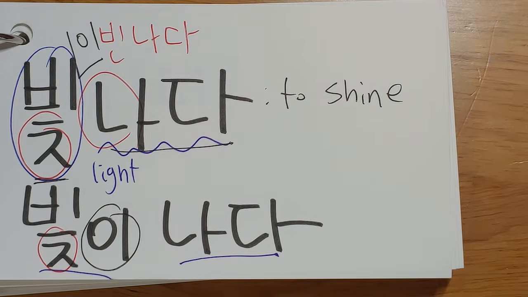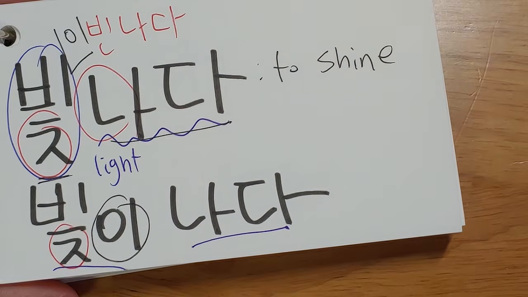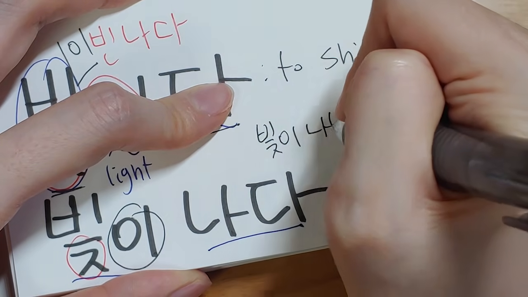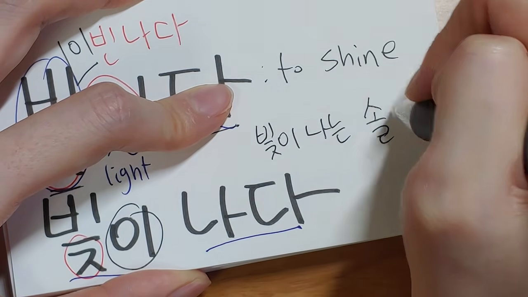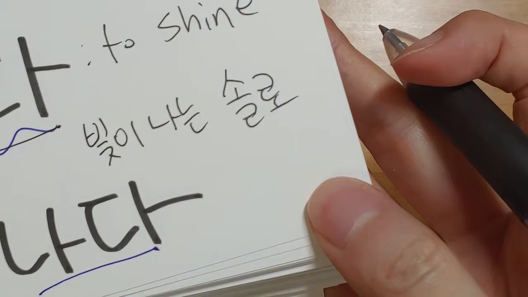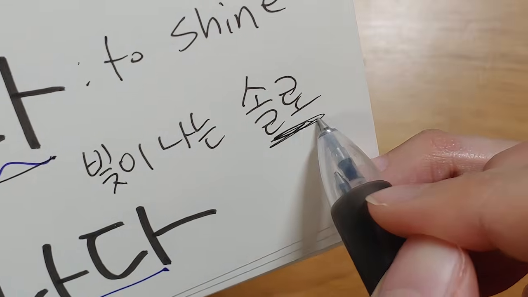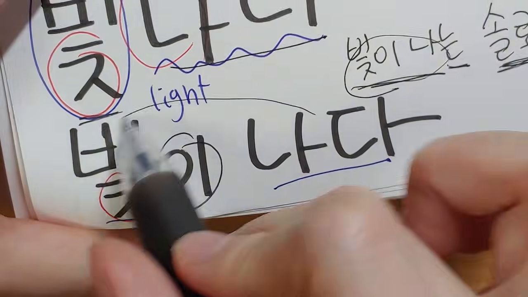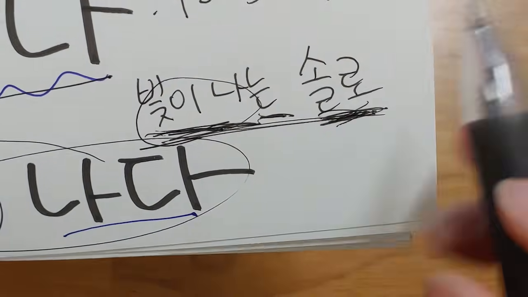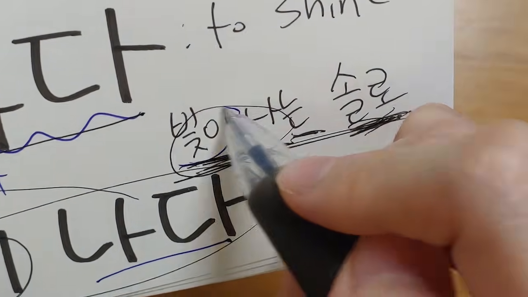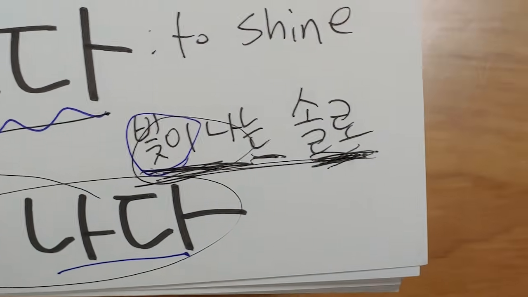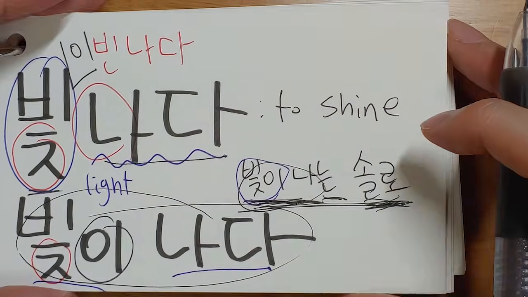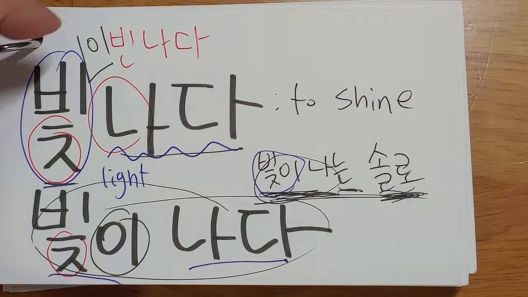If you guys have heard of Blackpink Jennie's solo song, in the lyrics there is 빛이 나는 솔로, right? So it literally means a solo that shines. 빛이 나다. So it comes from this word. So when she says 빛이, this is not a swear word. In English, it sounds like a swear word, but it's actually not. And I thought that was really clever in that lyrics, what they did.